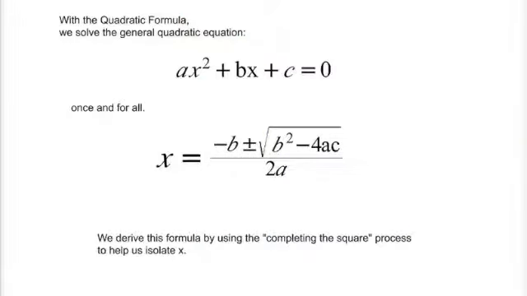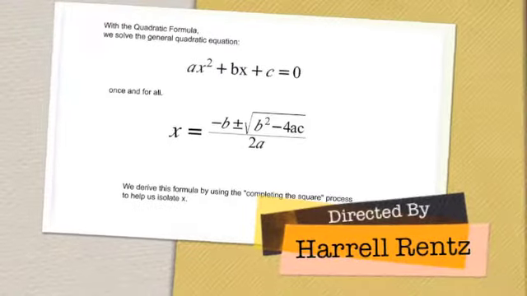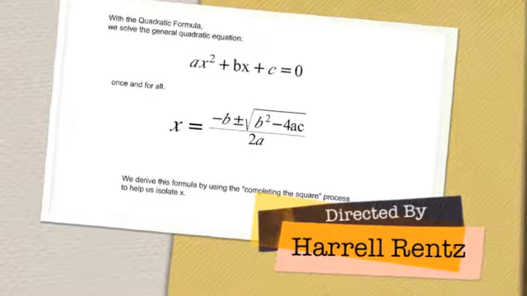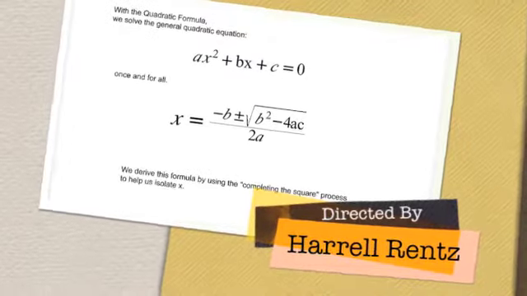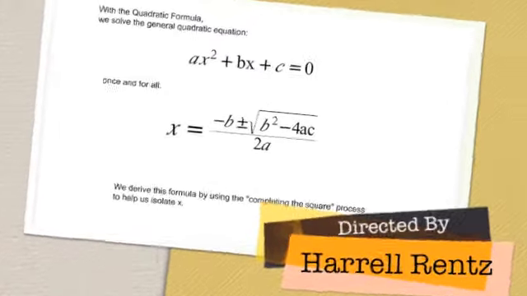With the quadratic formula, we solve the general quadratic equation, which you see right here, ax squared plus bx plus c equals 0, once and for all. And that solution looks like x equals what you see right there. Negative b plus or minus the square root of b squared minus 4ac all over 2a. We derive this formula by using the completing the square process to help us isolate x.